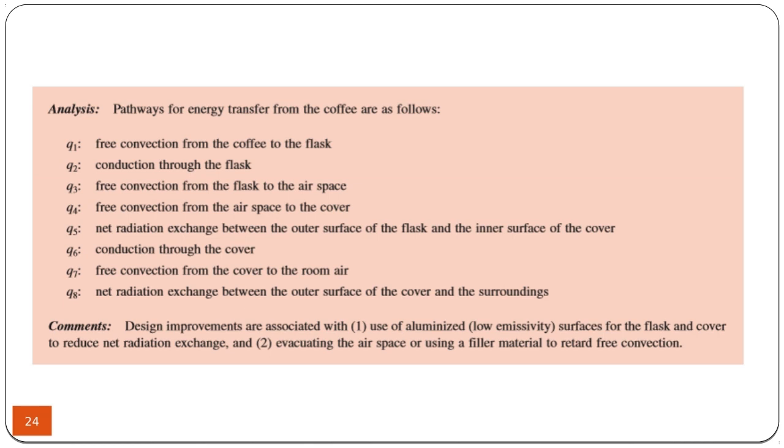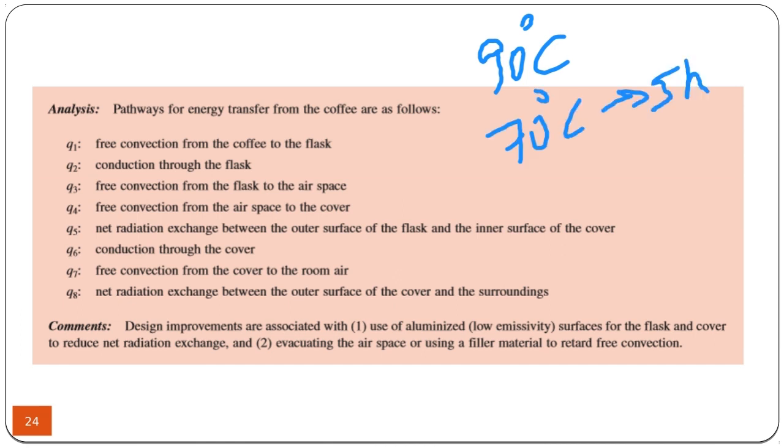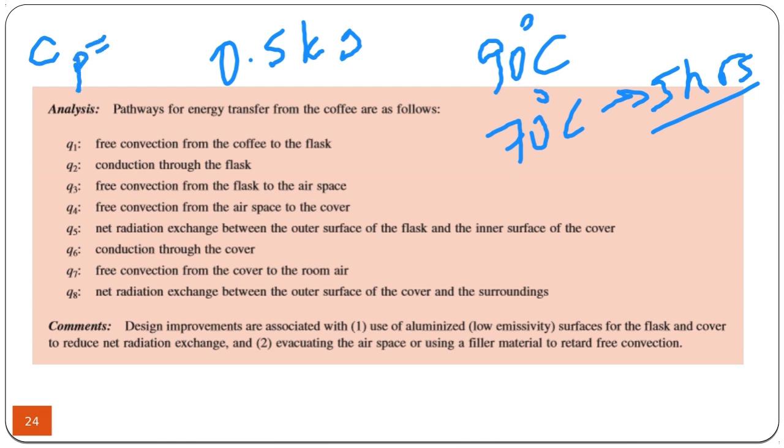Suppose that in the beginning we had 90 Celsius of coffee. In 5 hours, the temperature of the coffee dropped 70 Celsius. Can you calculate the heat loss? And let's say the coffee inside is 0.5 kilograms and the CP of the coffee, which is water, 4.20 kilojoules per kilogram per Kelvin.